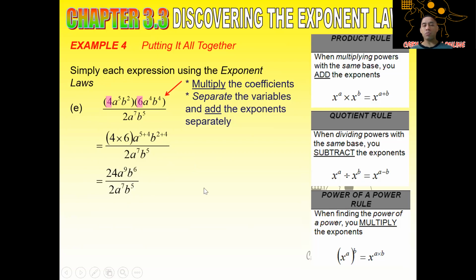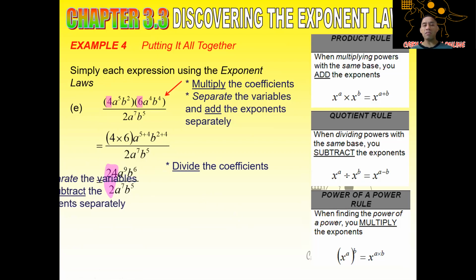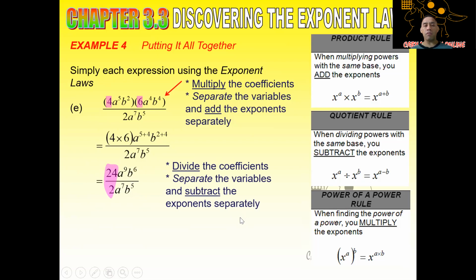Now, we have a fraction here, so what we want to do is divide. The only thing that we actually have to divide are the coefficients, which are the 24 and the 2. And remember that when we're dividing like bases, again, we're treating them separately. So we're going to subtract the exponents of the individual variables. To start off with the coefficients, 24 divided by 2 will give me 12. And for the letter a, we're going to subtract the 7 from the 9, and for the letter b, we're going to subtract the 5 from the 6.